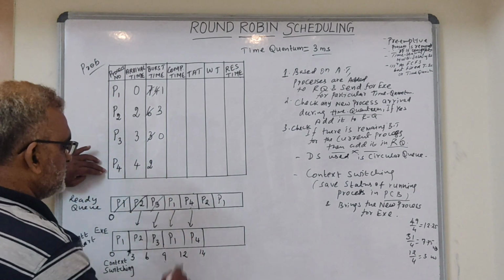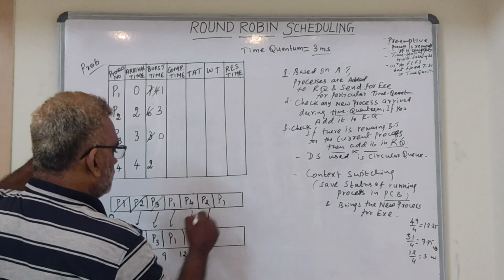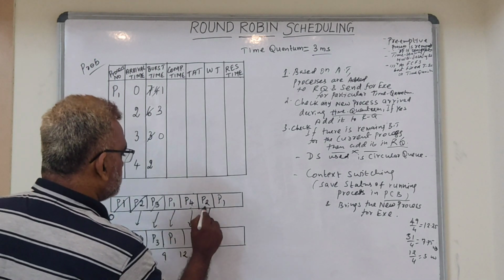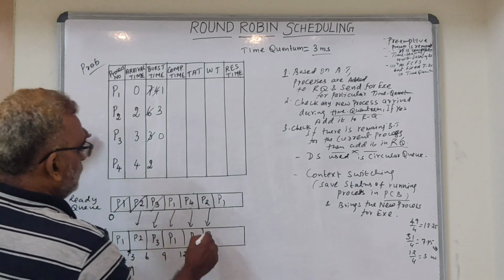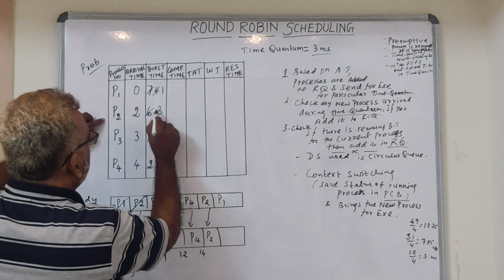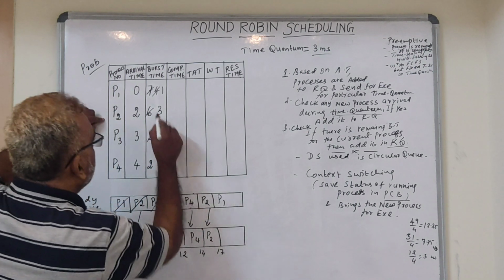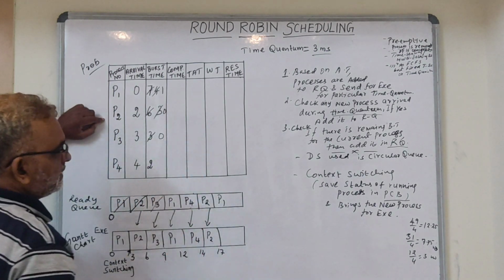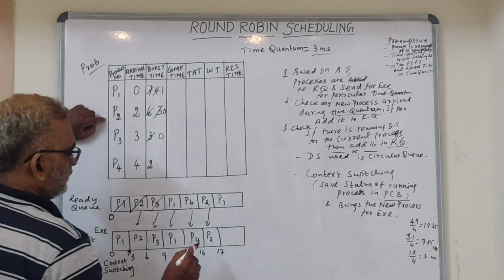So that is 14, it is over. Now, according to the given ready list, the next process is P2. P2 needs only 3 more milliseconds, so that gets over here. Now the remaining time for P2 is 0, so P2 is over.